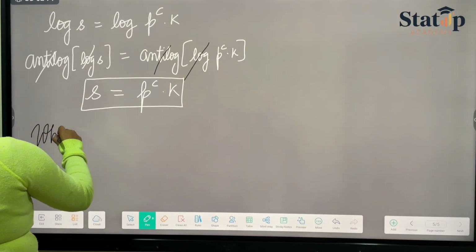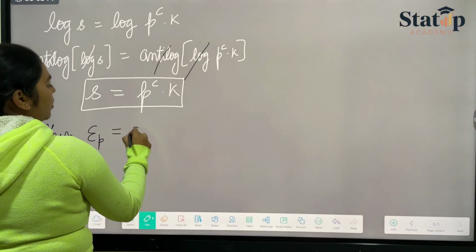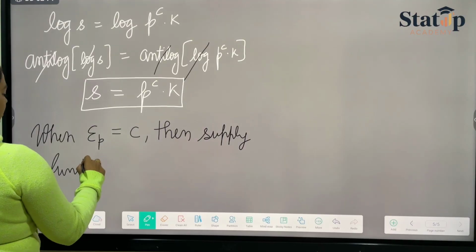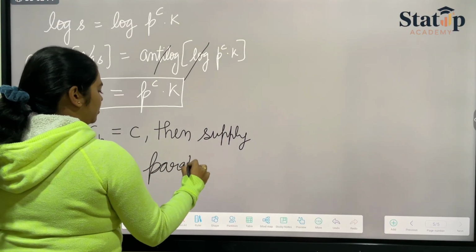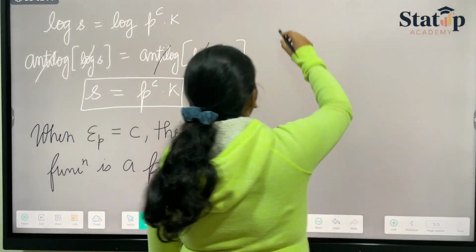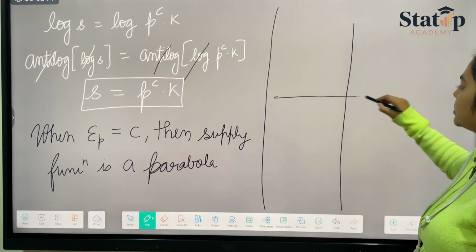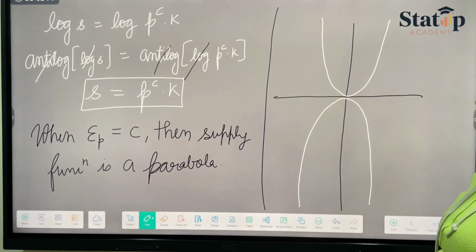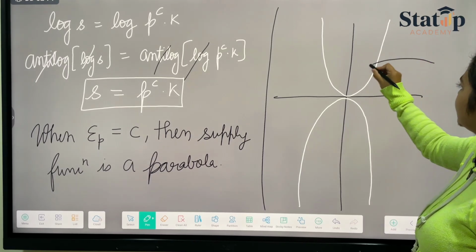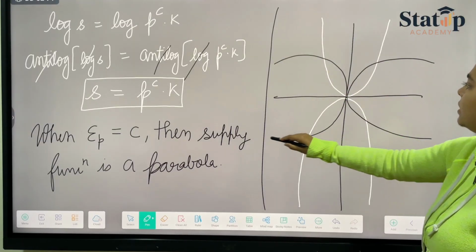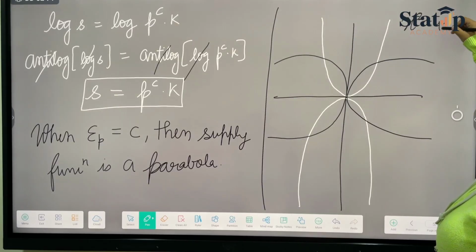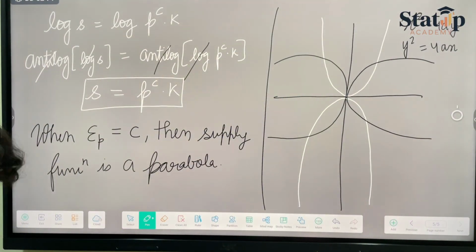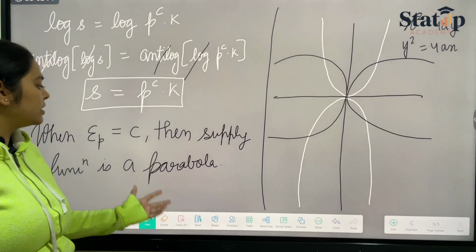So when the price elasticity of supply is a constant, then the supply function is a parabola with parameter C. Now, what is a parabola? Yesterday, in the previous lecture, we discussed hyperbola. Let us discuss parabola. So, parabola is this kind of figure. These are the parabolas. If I take them on the right hand side, these are the parabolas, and they have equations like x square equals 4ay, y square equals 4ax. Like that, they have equations according to their structure. Okay, so this is the equation of a parabola.